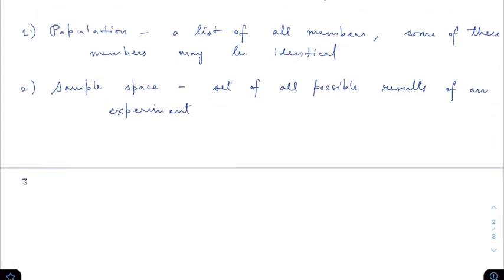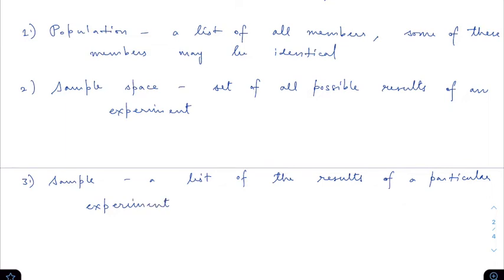Lastly, a sample is a list of the results of a particular experiment. Some of these results may be identical. So how often a particular result, that is a member of the sample space, occurs in the sample should be approximately proportional to how often that result occurs in the population.